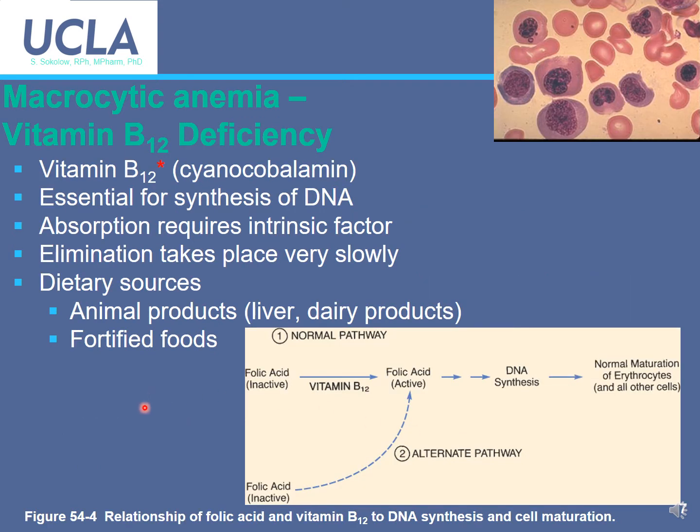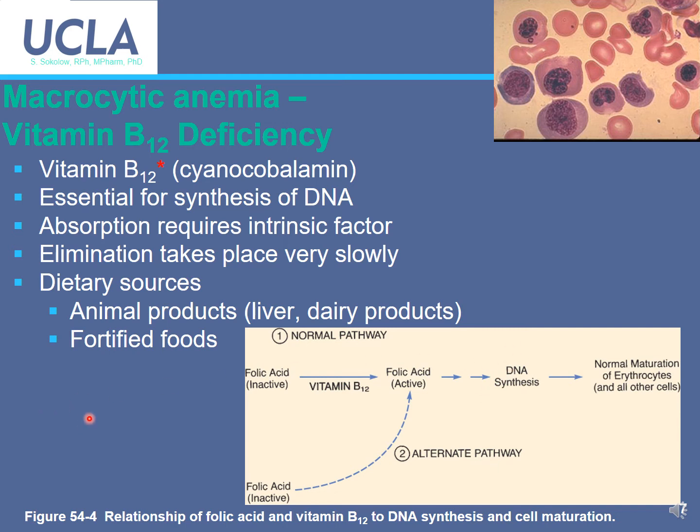Now, the second type of anemia is the megaloblastic anemia, and this is caused by a vitamin B12 deficiency. So vitamin B12 or cyanocobalamin, this is the same name, the same molecule. B12 is essential for the synthesis of DNA. So you see it converts the inactive form of folic acid into the active form of folate, and then folic acid is later used for the DNA synthesis.